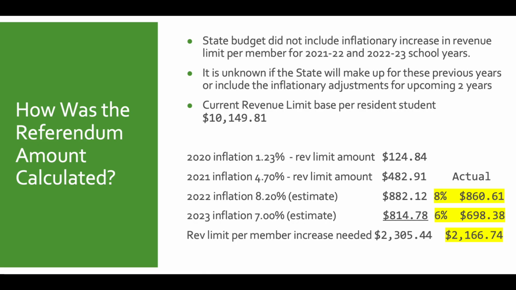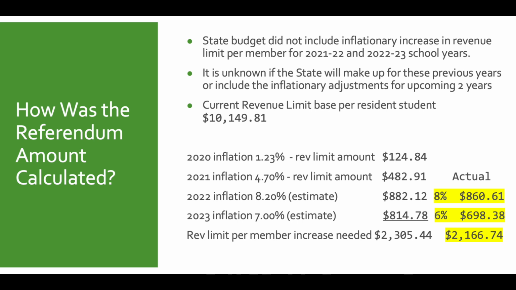So going back to how did we calculate the increase? $10,150, to use a round number, is what we're getting per student in our revenue limit right now. We didn't get an increase the last 2 years, so in 2020, inflation was 1.23%. So 1.23% of this would be a $125 increase in our revenue limit. In 2021, the inflation calculated out to 4.7%. So 4.7% of the new number of these two combined gets us to $483.